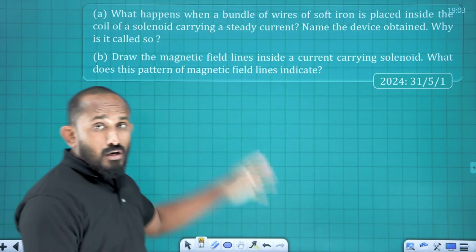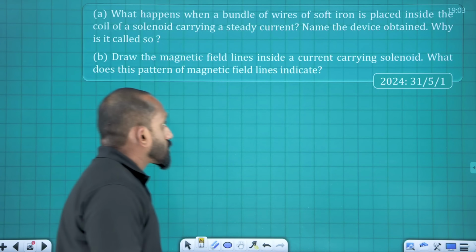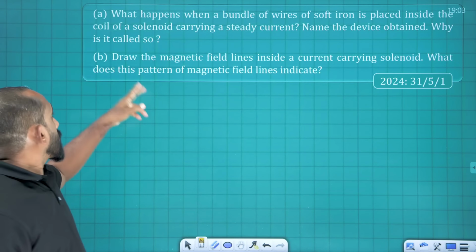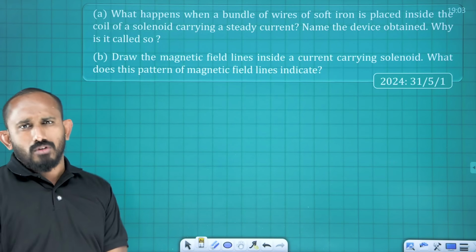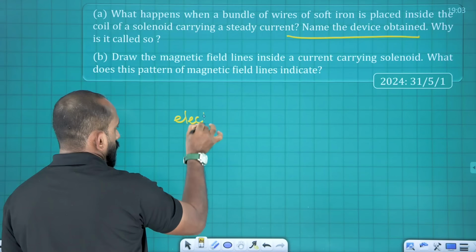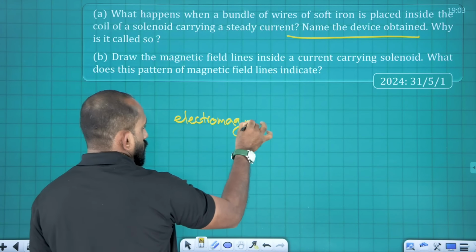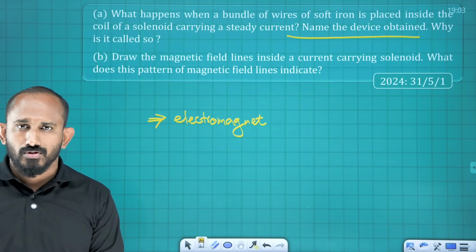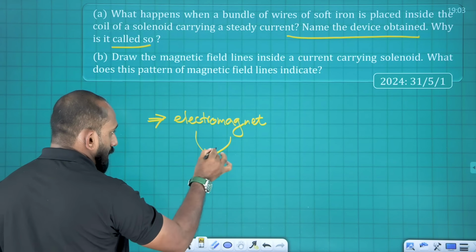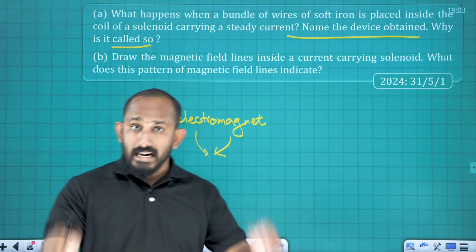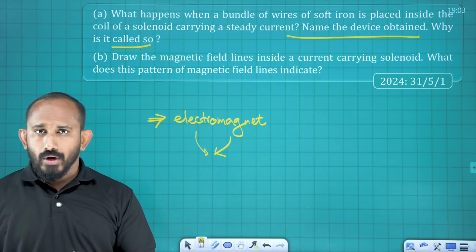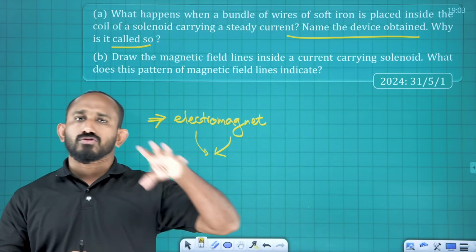What happens when a bundle of wires of soft iron is placed inside the coil of a solenoid carrying a steady current? Name the device obtained. Why is it called so? So same concept in another flavor. It is called an electromagnet. Why is it called so? It is called so because it acts as a magnet when electricity is there. It acts as a magnet when electricity is passing through it. So we can also call it a temporary magnet. Okay, so an electromagnet produces a magnetic field because of the electricity passing through it.